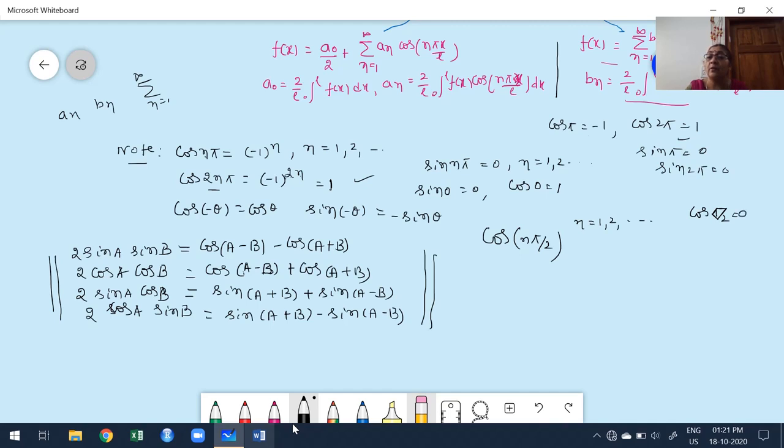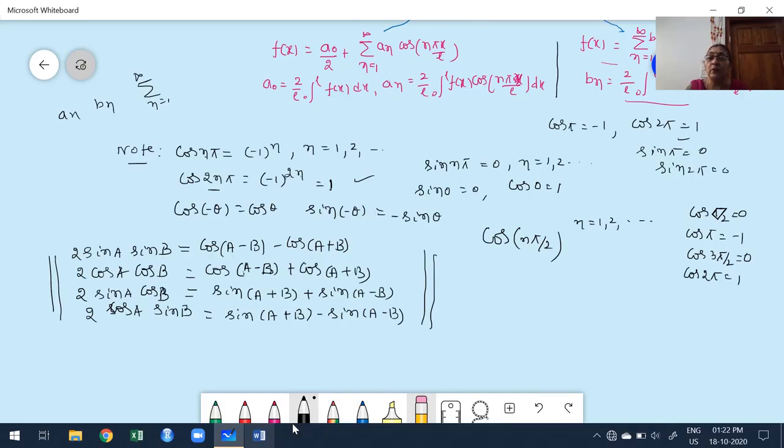Put n equal to 2: cos of 2 pi by 2, the 2 cancels, cos pi is minus 1. Put n equal to 3: cos of 3 pi by 2, what do we get? 0. Put n equal to 4: 4 pi by 2 is 2 pi. Cos 2 pi is 1.